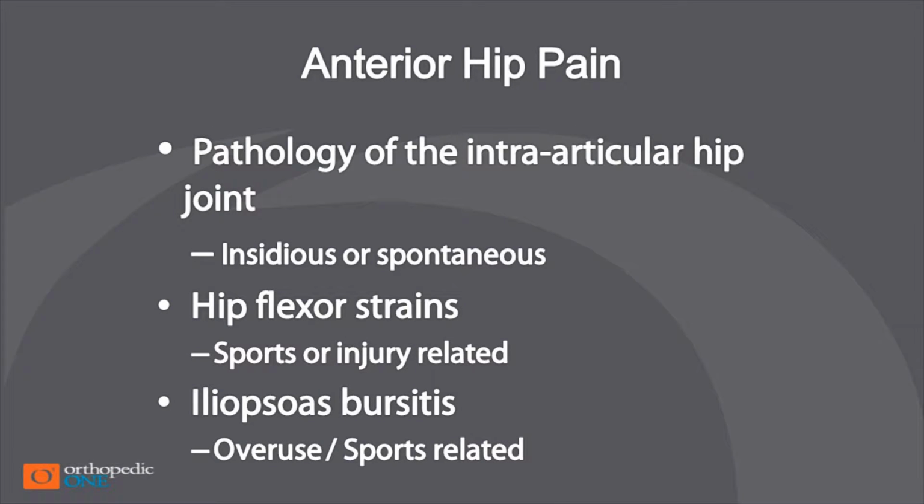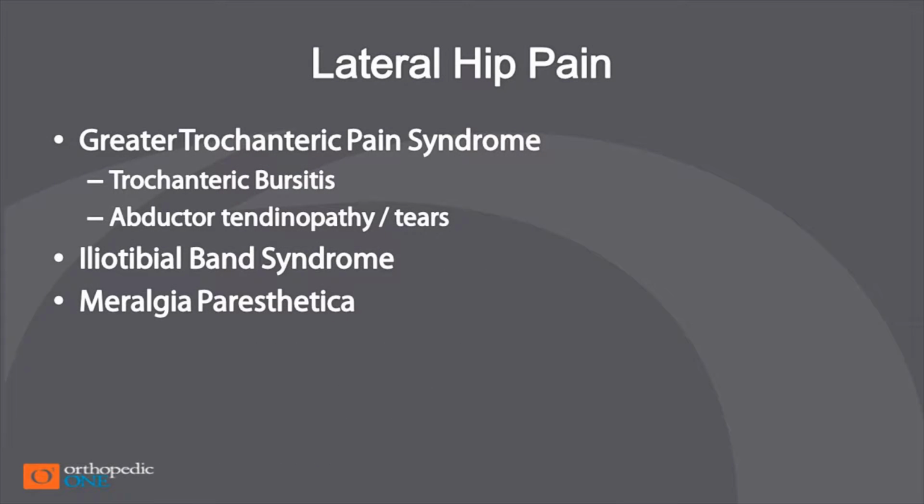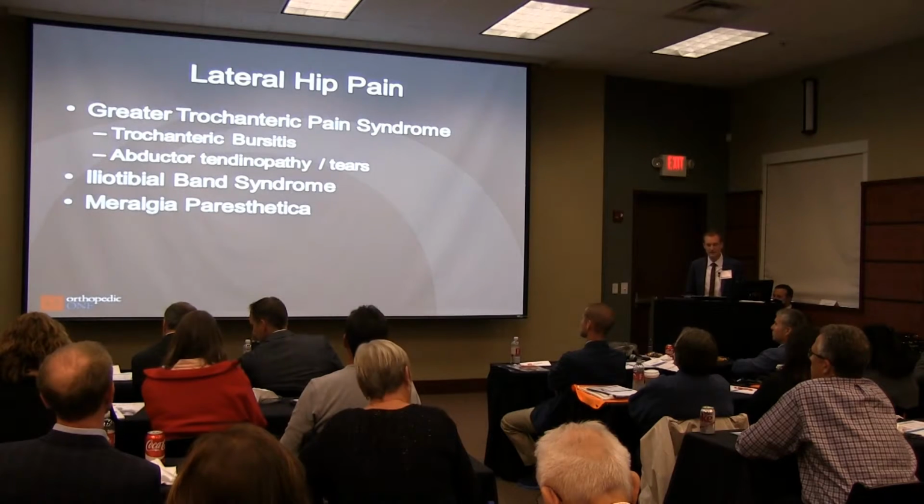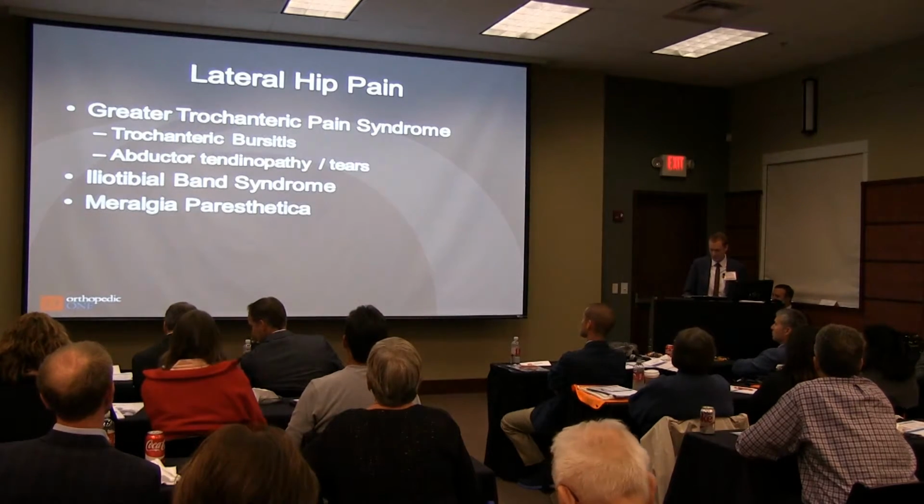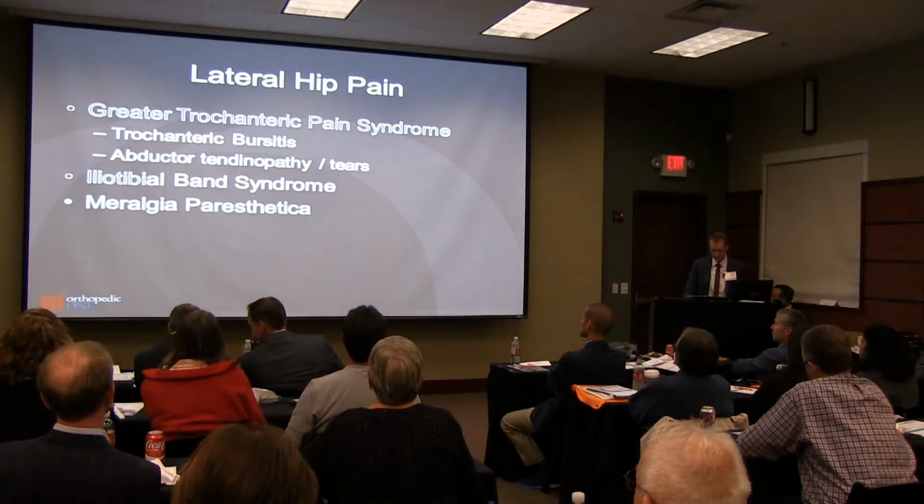Hip joint, hip flexor strains, and iliopsoas. Moving on to lateral pain. Greater trochanteric pain syndrome oftentimes encompasses both bursitis and abductor tears. Iliotibial band syndrome can be included in that as well. And I put neuralgia paresthetica in the lateral hip pain as well.